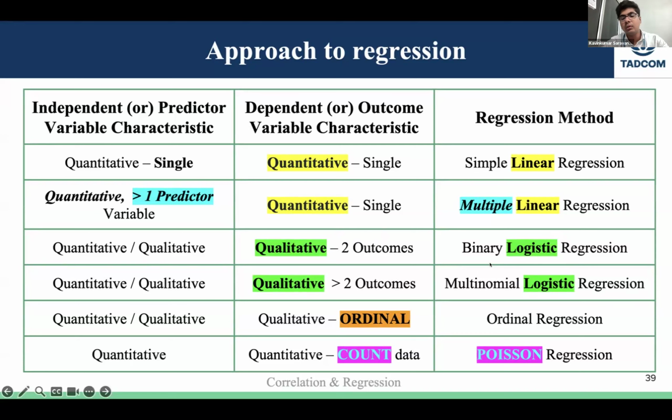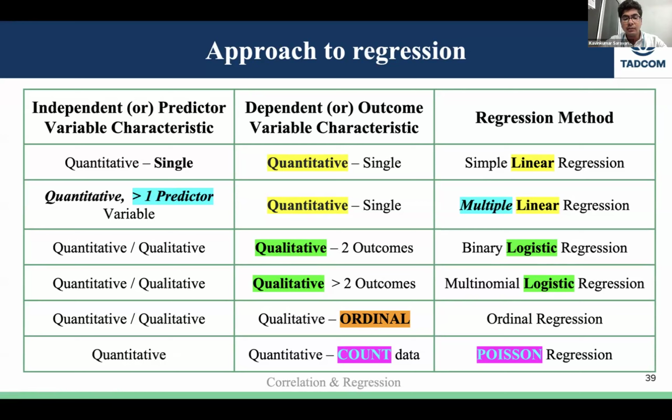Binary meaning two. But if it is more than two outcomes, for example, let us leave depression and take another example like the preference of drinks in the patients. The preference of drinks may be tea, coffee, soft drinks, or simple water. Now we have more than two outcomes, but the outcomes are all categorical, qualitative in nature. Then the case will be multinomial logistic regression. Qualitative means logistic regression. If it is two outcomes, then binary; more than two outcomes, multinomial.